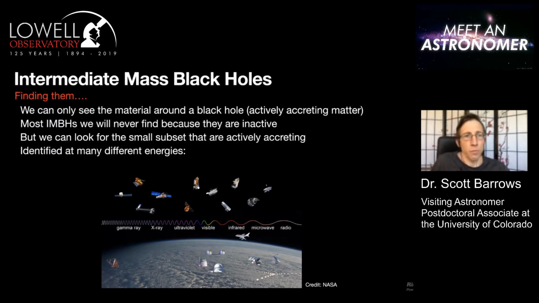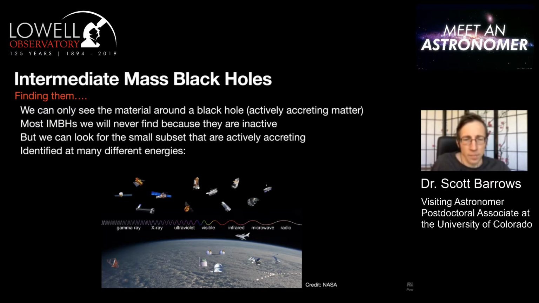So most will never be found because they're inactive. But we can look for the small subset that are actively accreting. And we can look for those at many different energies. So this figure here is just showing the electromagnetic spectrum, but with multiple observatories corresponding to the wavelength or energy of light that they're sensitive to.